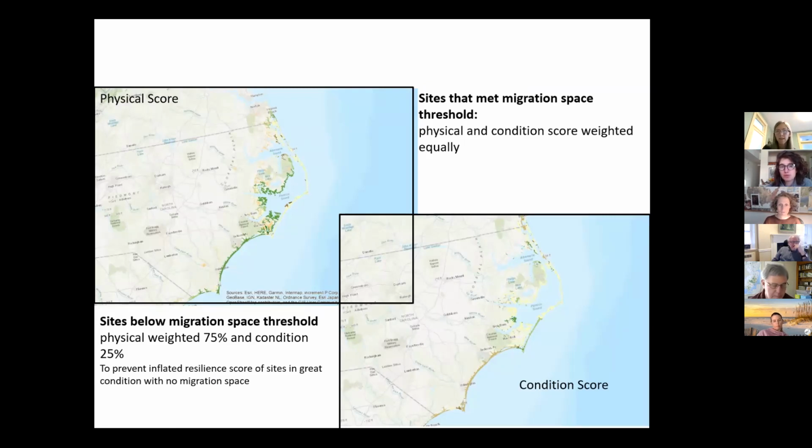these sites. So those sites that met the migration space threshold, that they actually had a space to move into, are the ones that were scored. The physical weight is 75% of the score, and that condition weight is 25%.